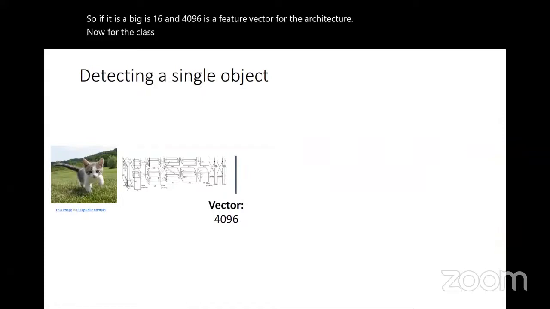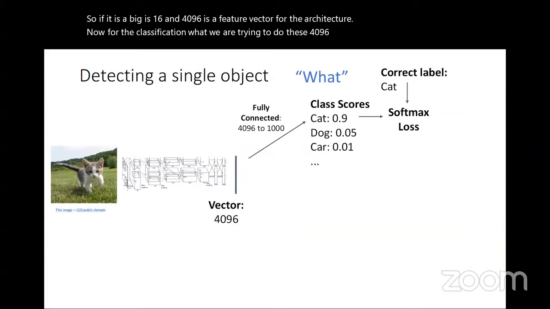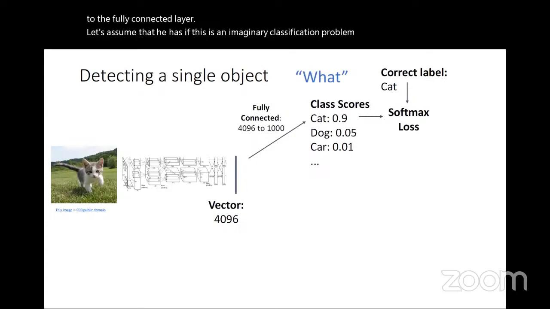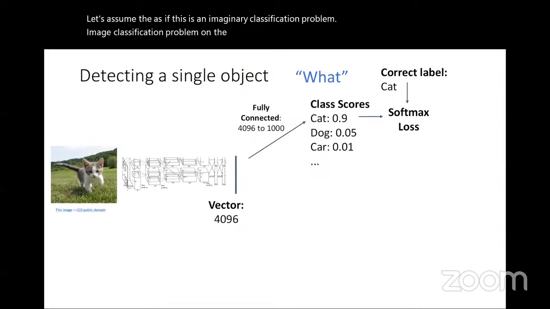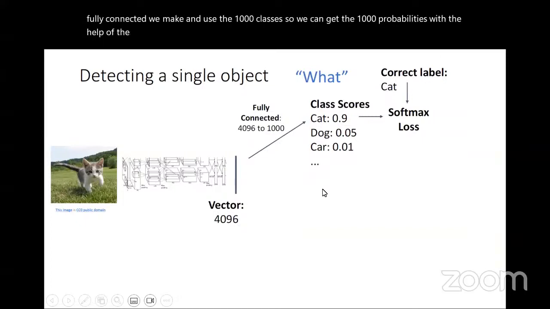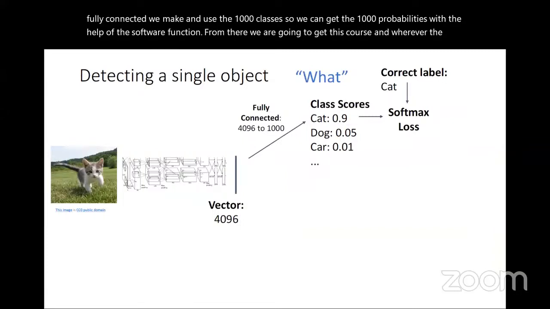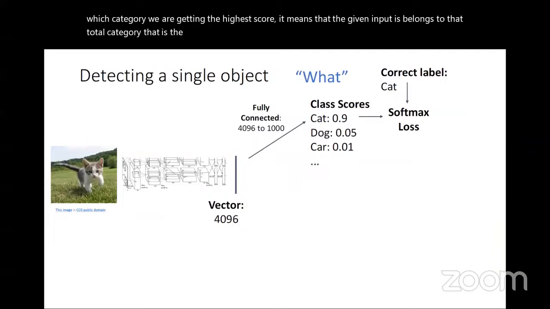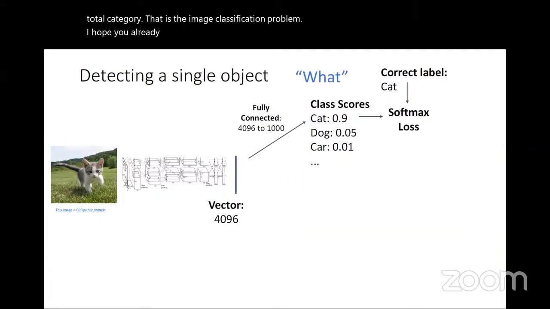Now for the classification, these 4096 features we pass to the fully connected layer. Let's assume this is the ImageNet image classification problem, then we have 1,000 classes. So in the fully connected layer we use the 1,000 classes, and we get the 1,000 probabilities with the help of the softmax function. Wherever we get the highest score, it means the given input belongs to that particular category. That is the image classification problem. I hope you're already aware of it, right?